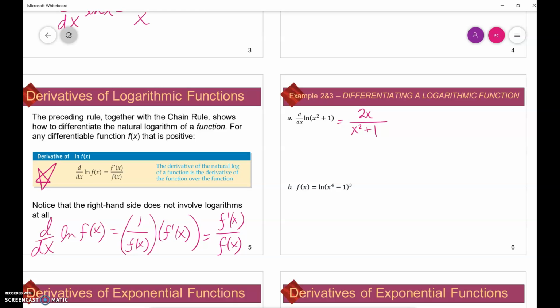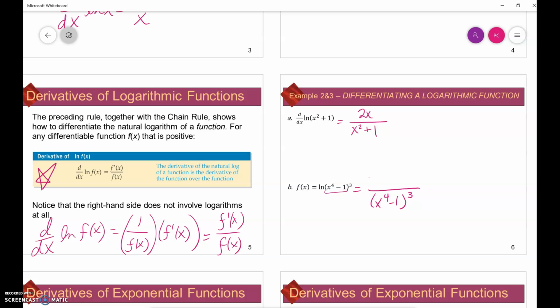All right, let's look at the next one. I have f of x equals ln of the quantity x to the 4th minus 1, all cubed. So again, the bottom of that function is x to the 4th minus 1 quantity cubed. The top is taking the derivative of this inside. Well, the inside of this is also a chain rule.